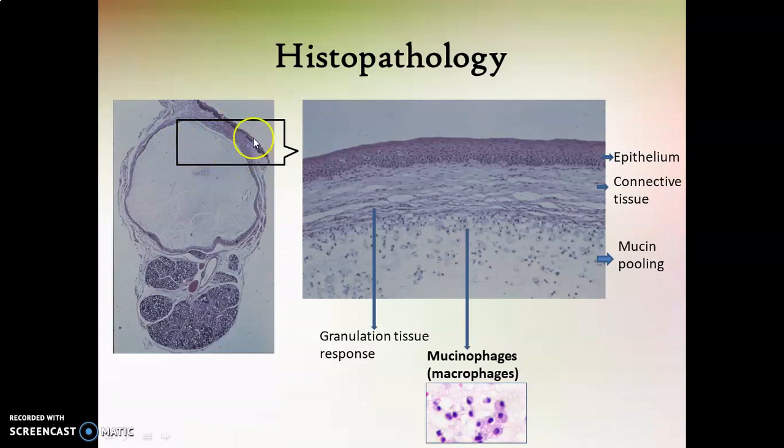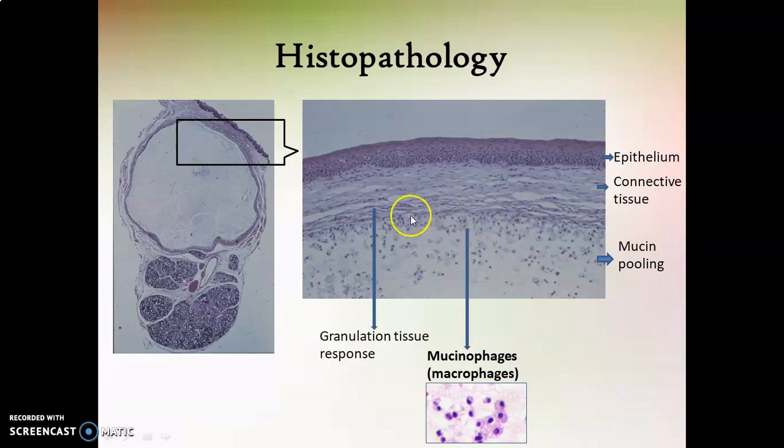When this area of mucocele is magnified, here this is the normal oral mucosal epithelium. You can appreciate here in the higher magnification the normal epithelium of oral mucosa with underlying normal connective tissue. And this is the area of mucus pooling. This area of mucus pooling is enlarged here in this image. And this area of mucus pooling is surrounded by granulation tissue response.